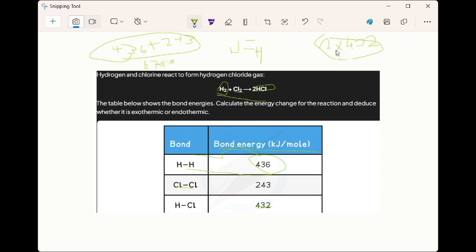The right side, so 2 times 432, should give you 864. So if we were to minus, so 679 take away 864, you'll just be left with negative 185. So this is an exothermic reaction, and we know this because it's negative.